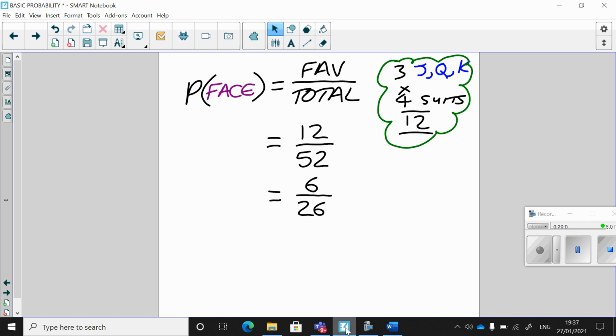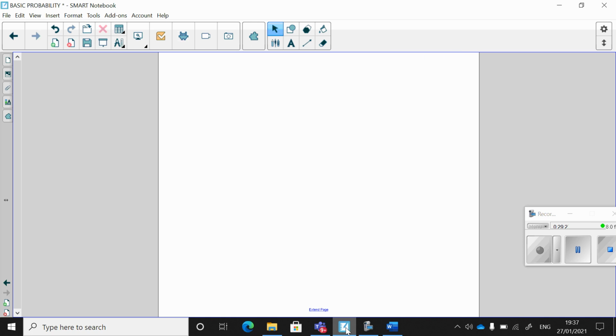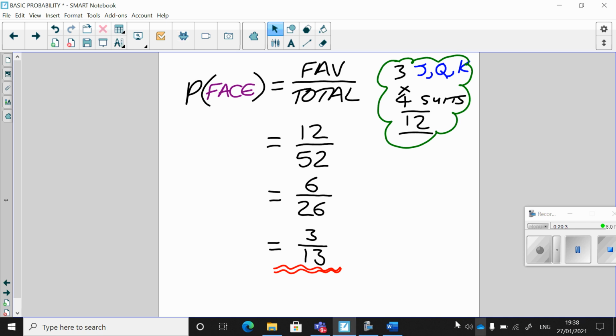2 into 26 goes 13 times. So that's 3 over 13. That's fine. I could have got that if I spotted that 4 went into both of them at the 12 over 52 line. So it looks like the probability of getting a face card is 3 over 13, or a 3 in 13 chance. I'm okay with that. Yep, I'm definitely okay with that.